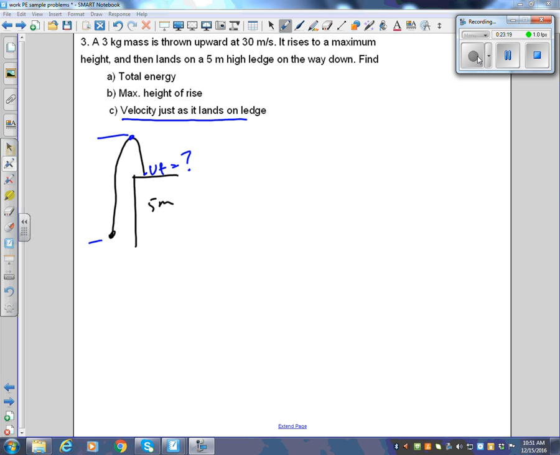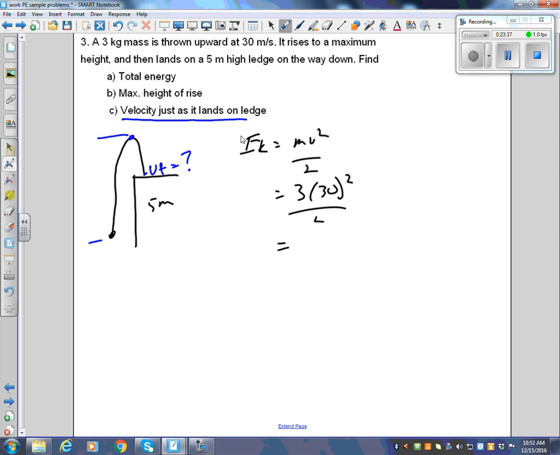Okay, total energy is pretty easy. Total energy at the start is all kinetic, right? Ek is mv squared over 2. So it's going to be 3 times the velocity, 30 squared, all over 2. Looks like we're going to need a calculator here, actually, right? 30 squared is 900 times 1.5. No, I can do this in my head. 1350. 1350 joules, right?